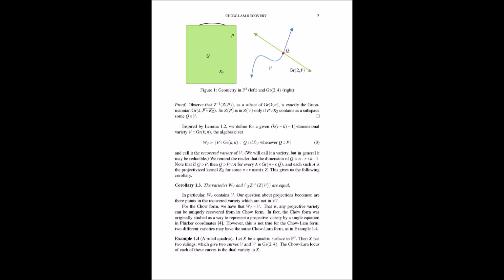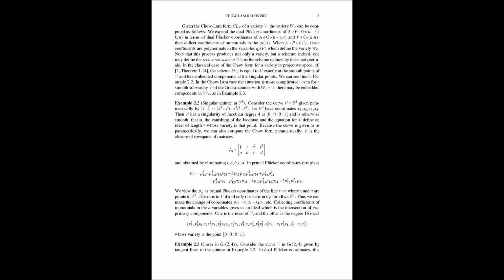Okay, so once we have those equations, we combine them with the equations that define our original variety V, and then eliminate variables until we get our Chow Lam form. Exactly. It's a step-by-step process that can be computationally intense, but it's a systematic way to get the Chow Lam form for a given variety. Okay, so now that we have the Chow Lam form, we can work backwards and find the recovered variety WV. How do we do that? So WV can be computed from the Chow Lam form by expanding the dual Plucker coordinates of a join of two subspaces, and then we collect the coefficients as polynomials in the Plucker coordinates of one of the subspaces. And these coefficients will give us the defining equations for WV.